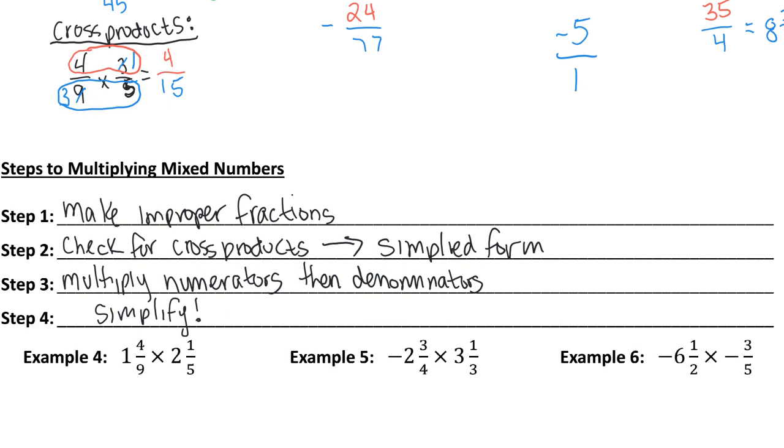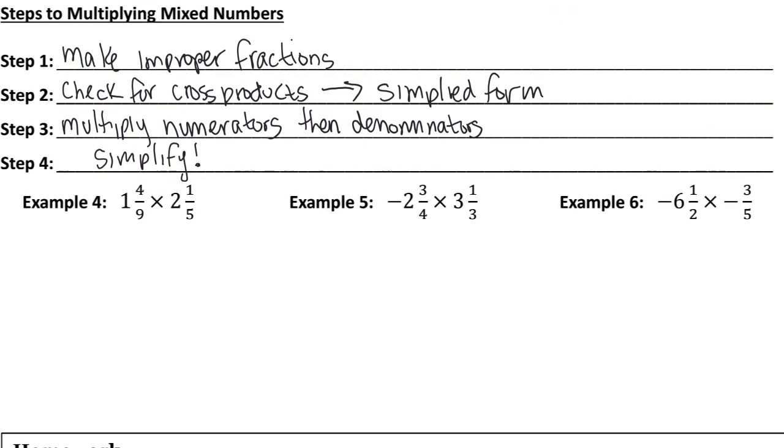All right, so let's look at example 4 together. Just a quick refresher on changing mixed numbers into improper fractions. You multiply, then add. So 9 times 1 is 9. 9 plus 4 is 13 nines. 5 times 2 is 10. Plus 1 is 11 fifths. Check for cross products. 13 and 5 can't be simplified. 9 and 11 can't be simplified.